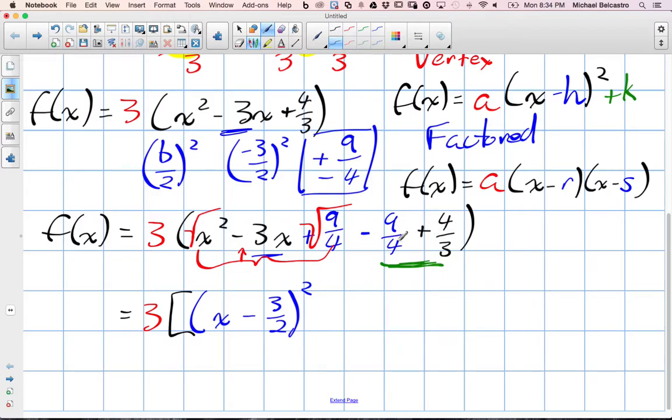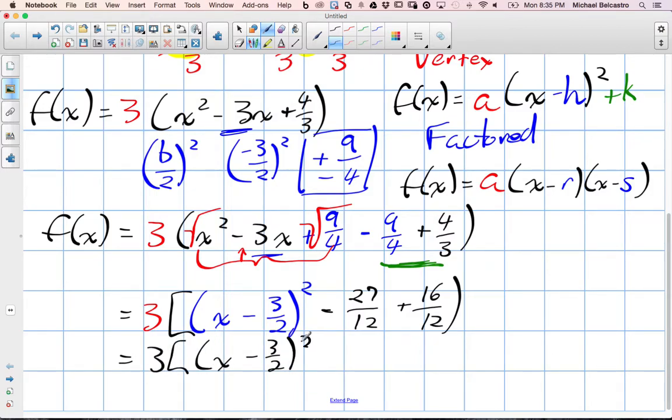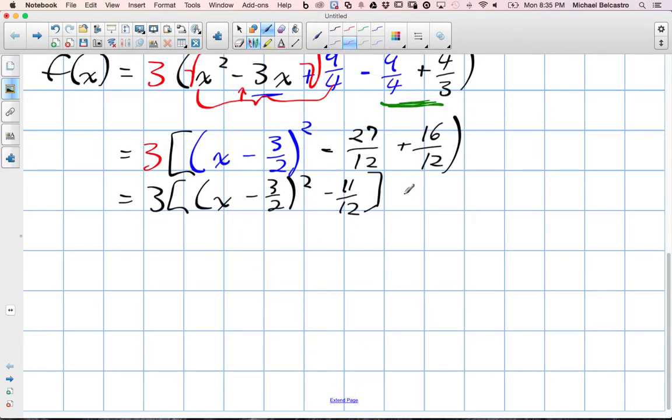And we're going to put these two together. Well, we need a common denominator, so 4 and 3 will give us a common denominator of 12. So multiply the top of this fraction by 3, so 27 over 12. And the other one we'll multiply the fraction by 4, so we get positive 16 over 12. So we still need to simplify that outside term. So we get our 3, our brackets, x minus 3 over 2 squared. And this will become negative 11 over 12. Okay. So from here is where we make our choice. We can go to the vertex form from here.